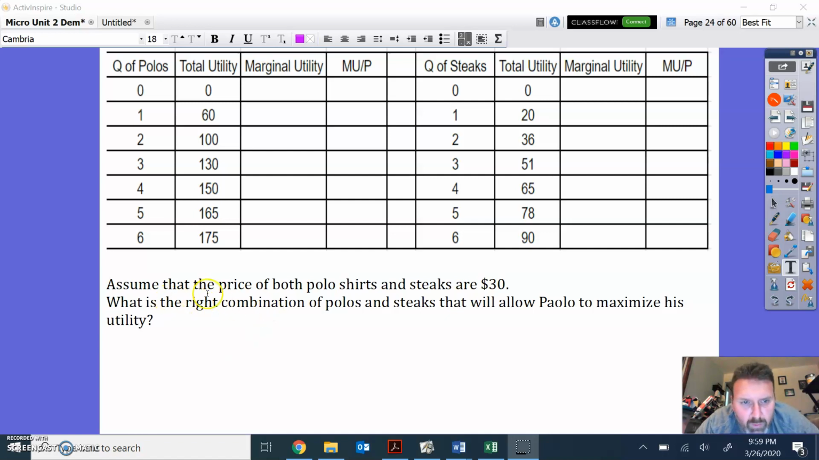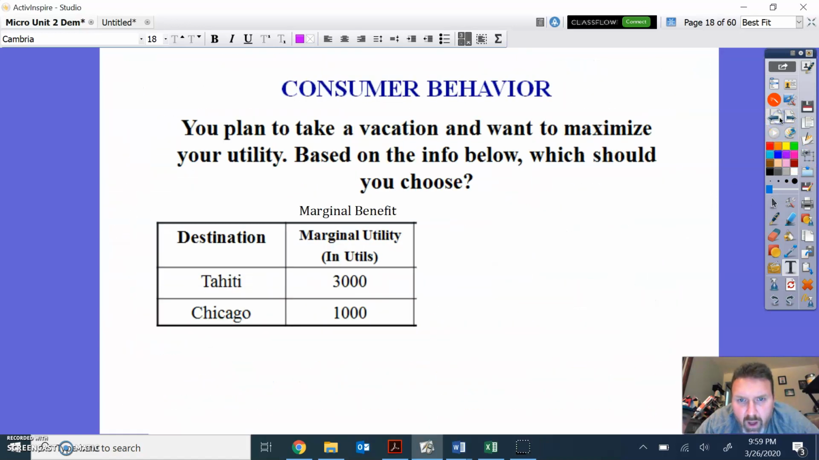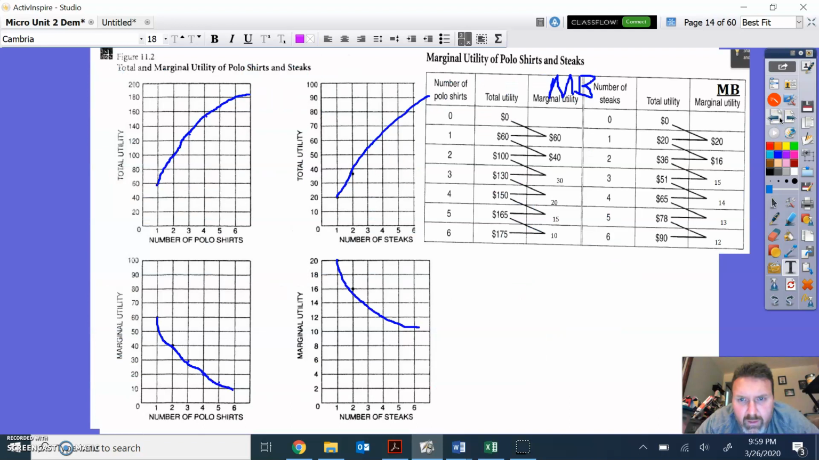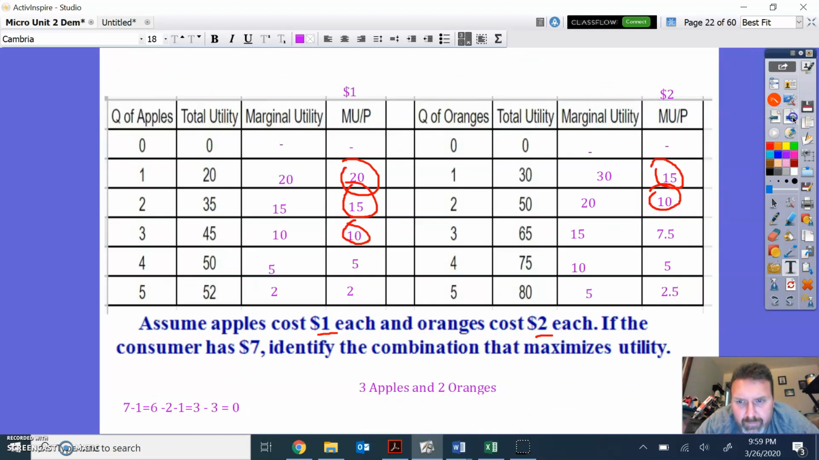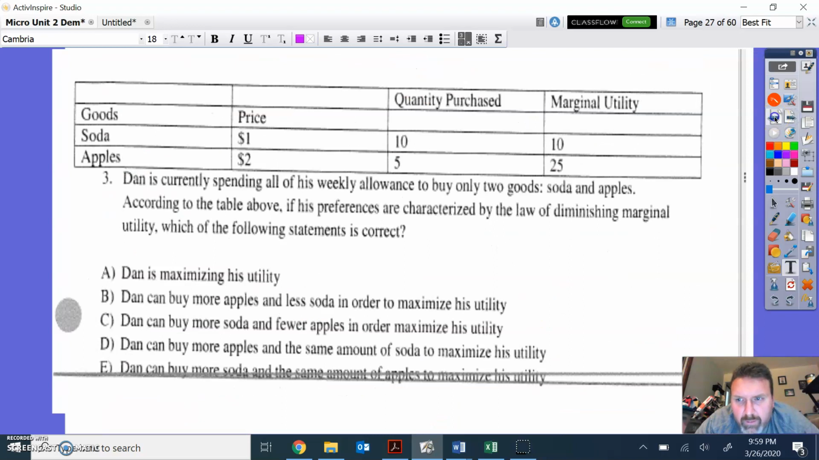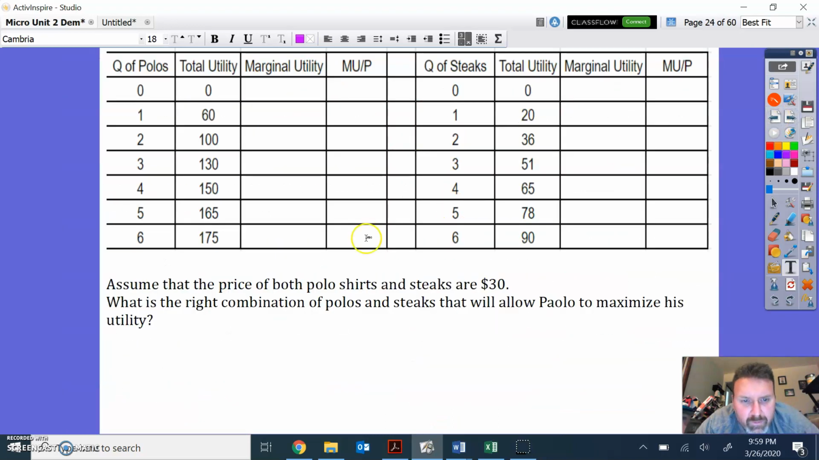Okay? So, this is a question that we've seen before. We've done it in terms of graphing back here, right? So it's this data right here that we use for polo shirts and steaks. Well, the rest of the problem, and the fractions are a little funky, but that's okay, is assume that the price of both polo shirts and steaks are $30. What is the right combination of polos and steaks that will allow polo to maximize its utility?